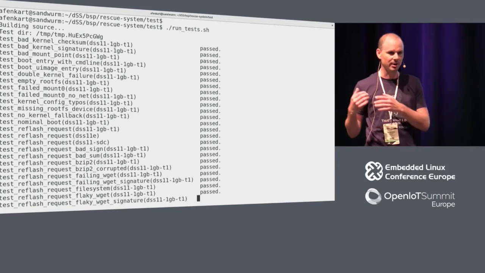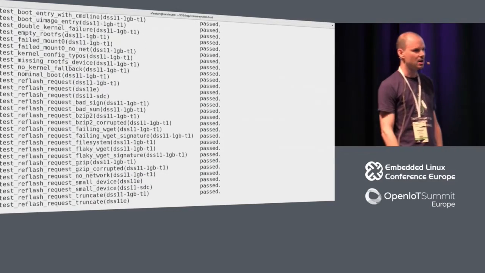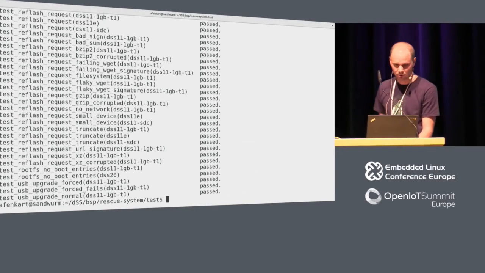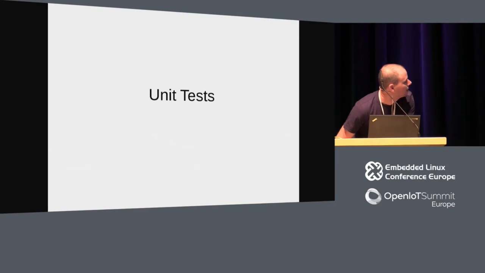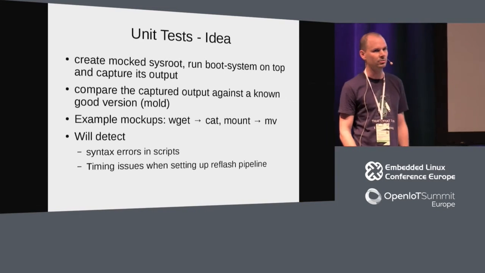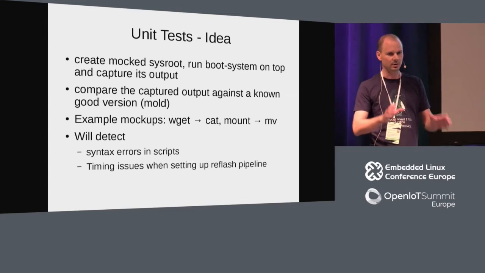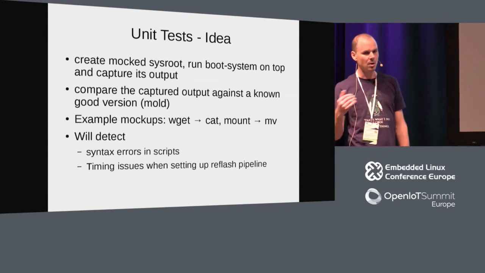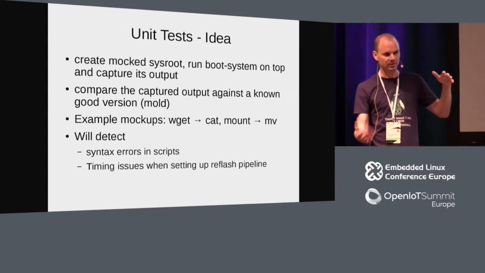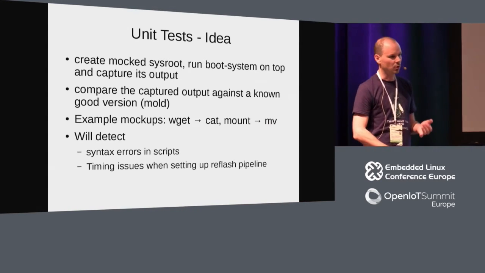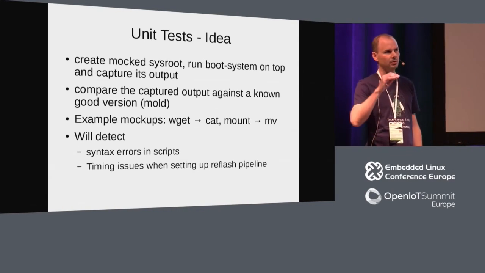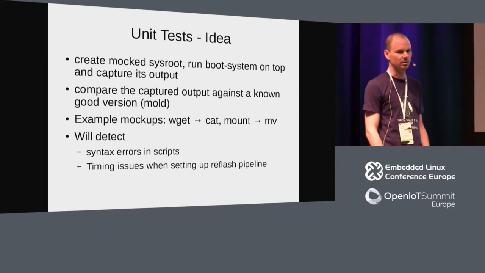We actually start by writing the test and then we add the functionality, because it's too cumbersome to develop it on the target itself. The way that we do the testing is, since it's only shell scripts and not really a C program, we actually use a root jail that we mock up. The boot program itself does very little. It does everything with standard Unix commands, the most important of them being wget and mount. If you're able to mock those up, then your actual boot logic can run on top of them. It will not notice it.